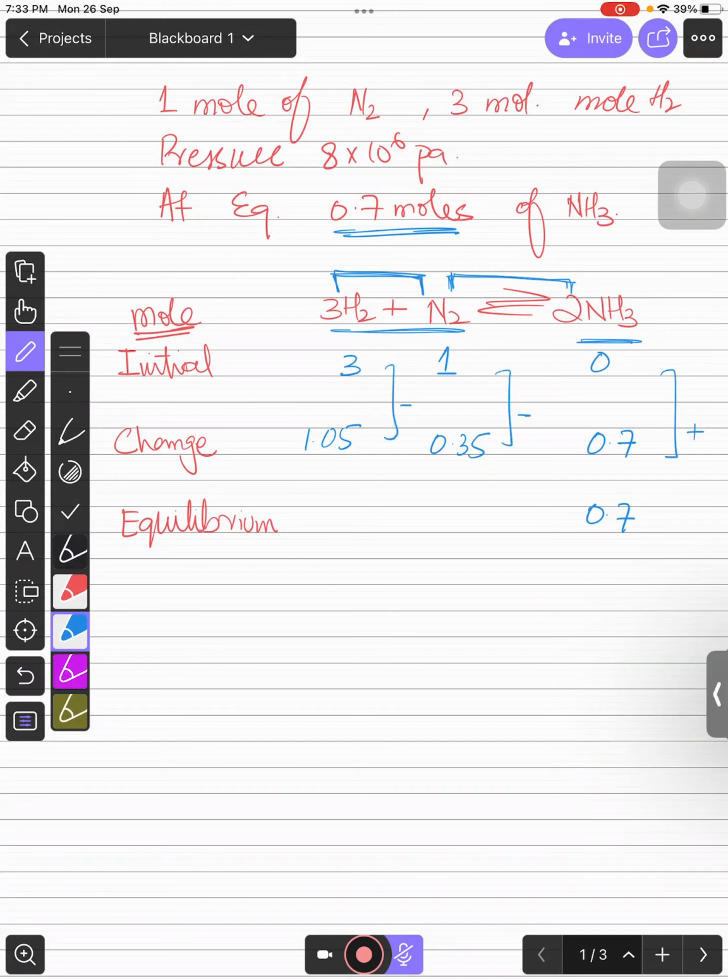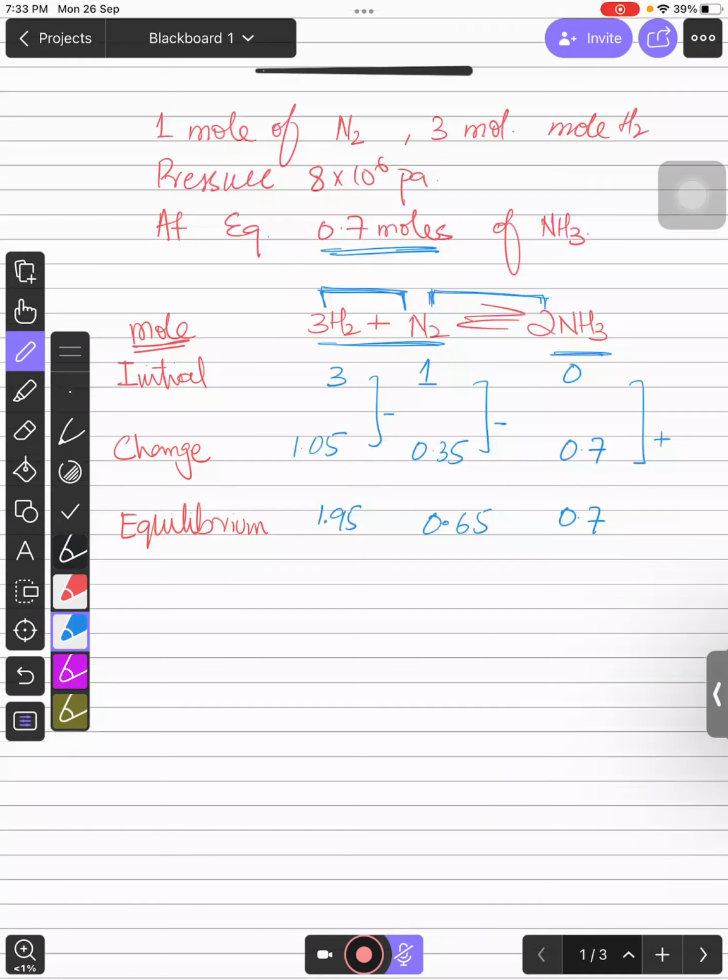So 3 minus 1.05 will give you 1.95 moles at equilibrium of hydrogen, and this will be 0.65 moles of nitrogen at equilibrium. These are the number of moles at equilibrium, right? Now, we need to sum all moles at equilibrium. So what are the total moles?